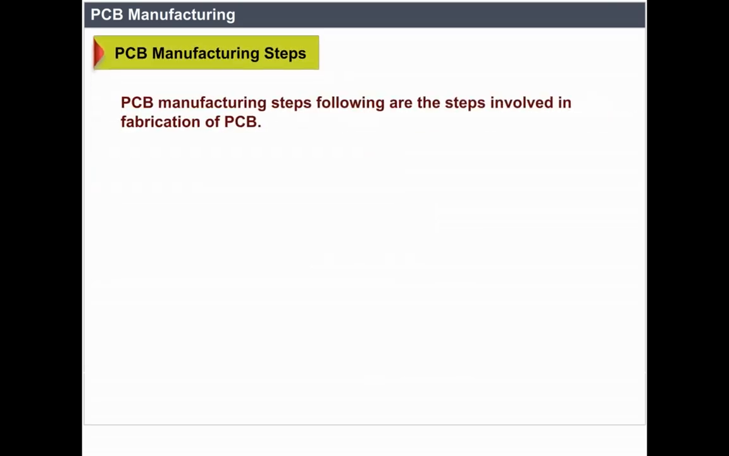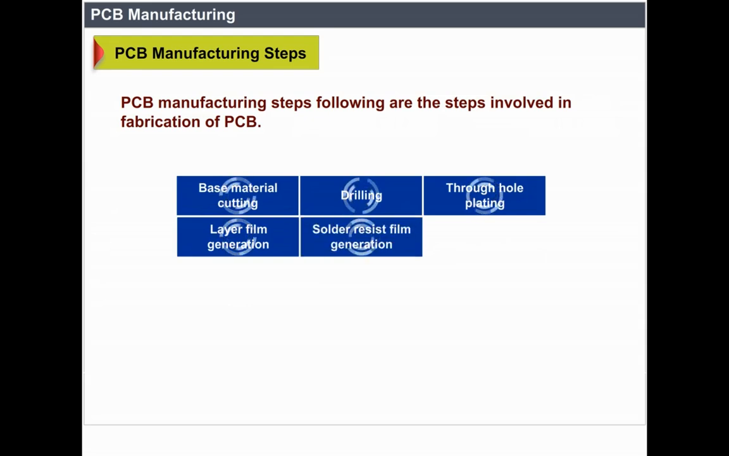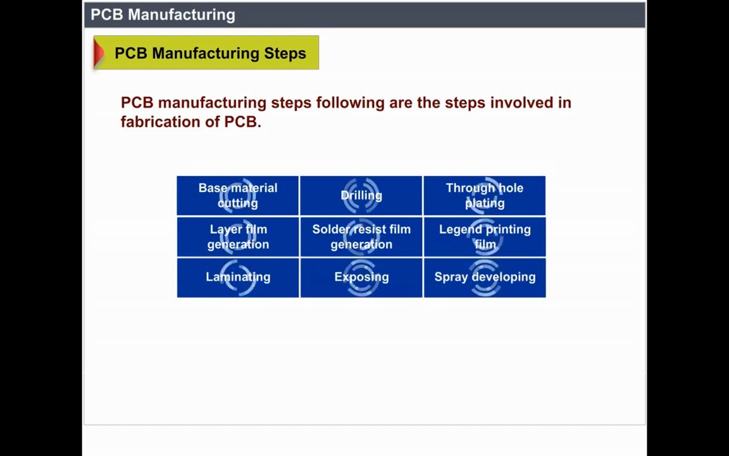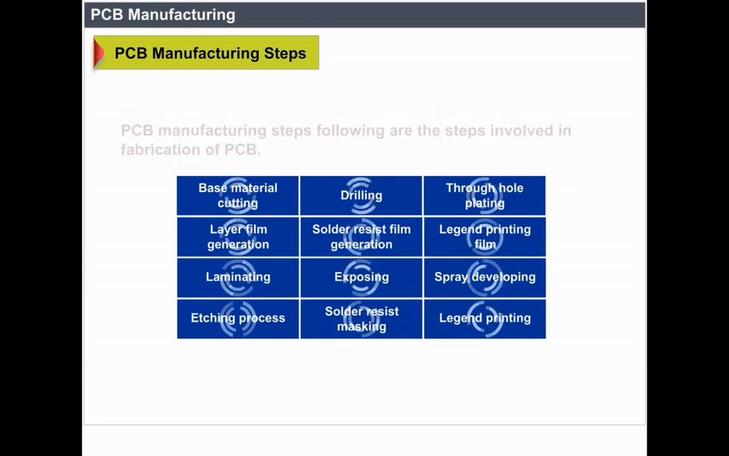PCB manufacturing steps. The following are the steps involved in fabrication of PCB: base material cutting, drilling, through-hole plating, layer film generation, solder resist film generation, legend printing film (optional), laminating, exposing, spray developing, etching process, solder resist masking, legend printing (optional).